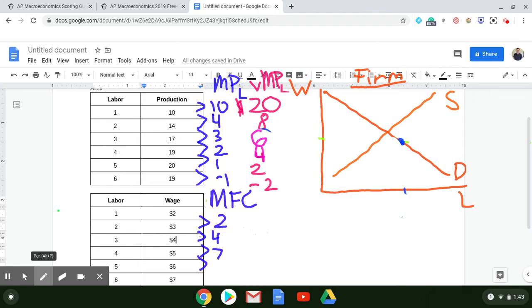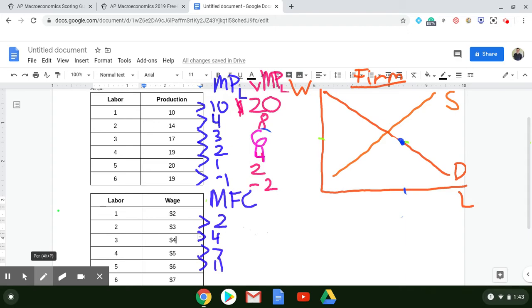Fifth person, okay. Extra dollar there for the fifth person, extra dollar for the fourth person, $2. Third person, extra $2, $4, extra $3 for the second person. That's $7. Extra $4, that's $11. Marginal factor cost to hire him is going to be $11 extra dollars.